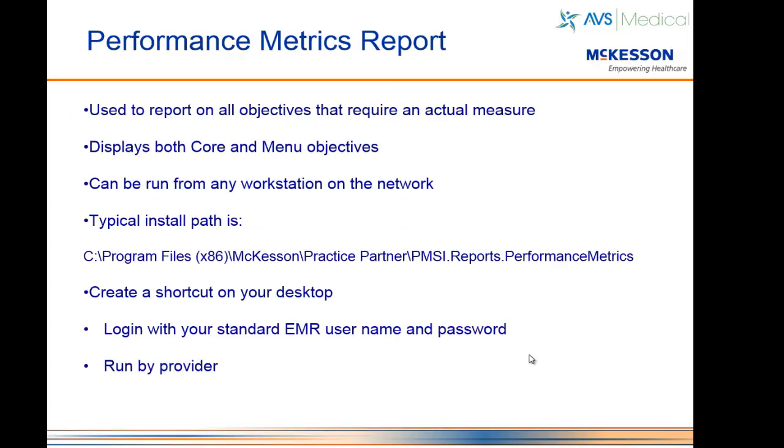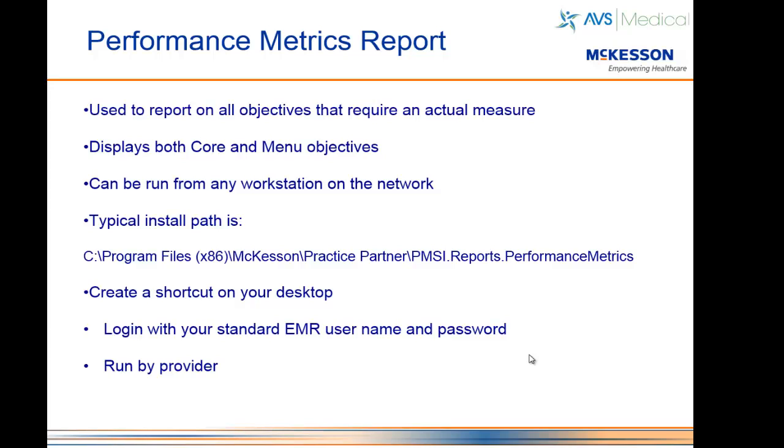So let's talk first about the Performance Metrics Report. And this report is used to report on all of the objectives, both core and menu, that require an actual measure or an actual set of numerator and denominator that need to be reported to CMS. This report can be run from any computer that's on your network, and the typical installation path of where you'll find this report, and I'll show you this in just a second, but you see the path right there.